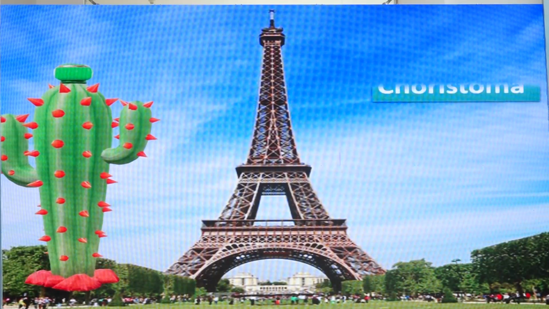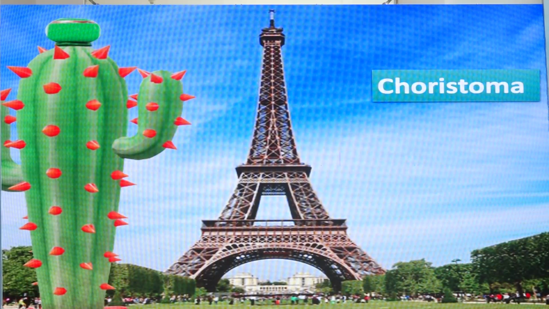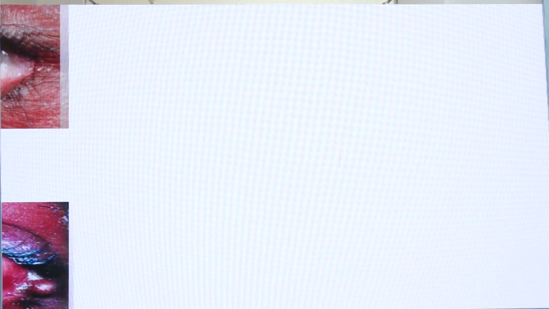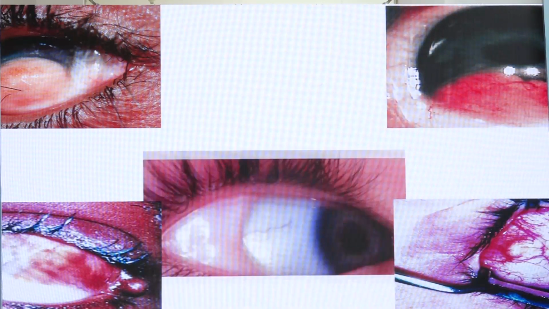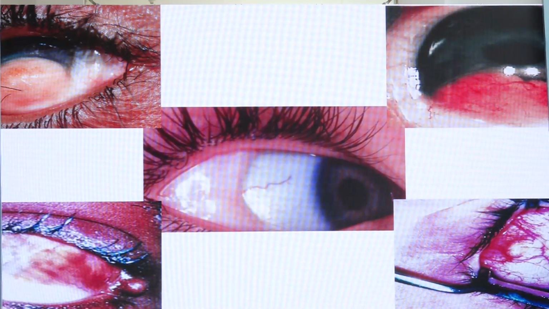Now, what is happening here? A cactus growing near the Eiffel Tower? No, these are choristomas, and there are 5 choristomas which everyone must be aware of, and these are the pictures. I think most of them must have been seen by you. The most common ones are the first and the third. Dermoid is what we see most commonly. Dermoid comes in 3 different types, where it is either growing partially on the cornea or fully on the cornea, and the in-between variety.